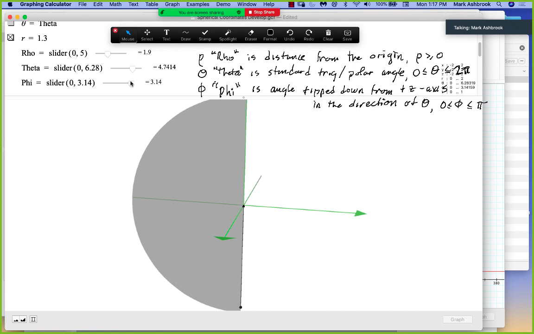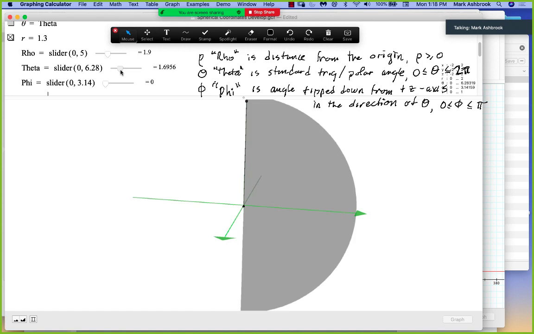So phi is not positive in one direction and negative tipping in the opposite direction. It's always positive in the direction of theta. Whatever direction theta points, phi will tip down in that plane of theta and go from 0 to positive pi. Okay, does that make sense? So you see how we can get all points in space this way.